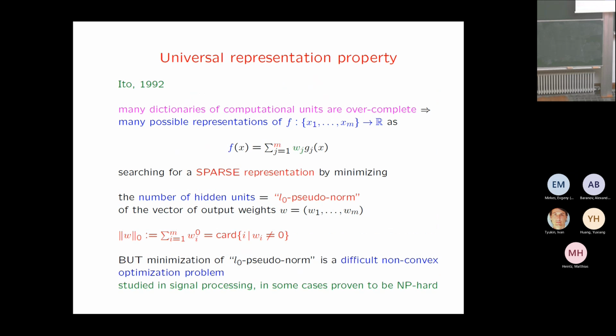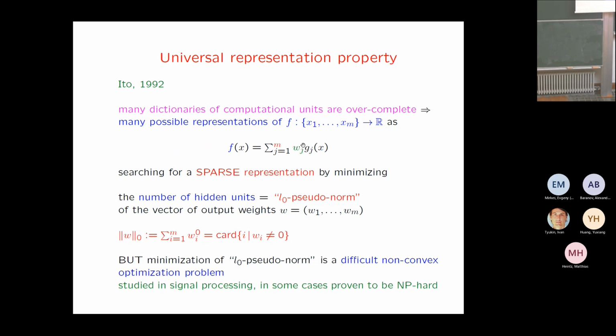but it's still difficult. On the other hand, there's an old result by Ito from '92, and I call it not universal approximation, but even the universal representation property. It says basically that a function on a finite domain can be exactly represented as the input-output function of a network with linear output and as many computational units as the size of the domain. And basically the proof is very simple, and it is about linear algebra.